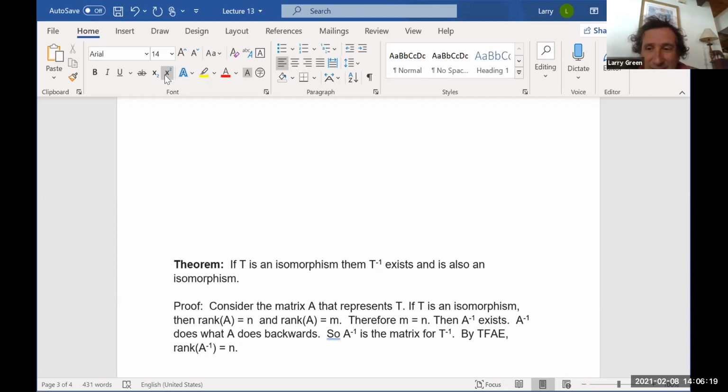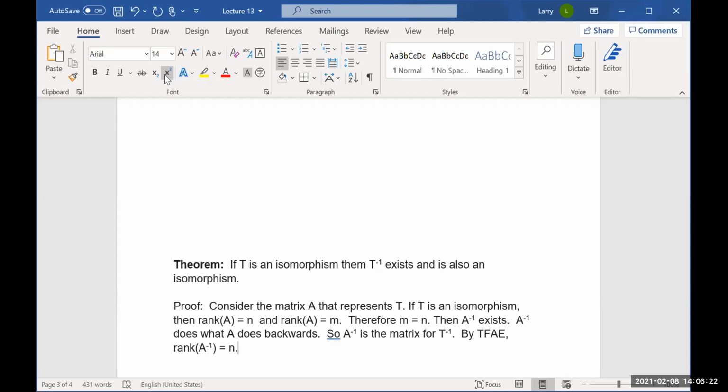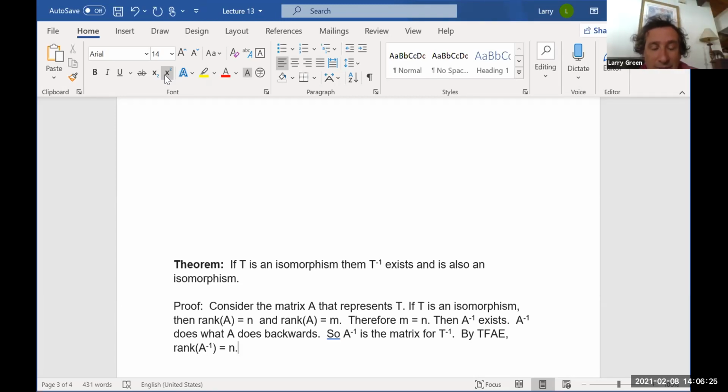Is that clear? Yeah. And by TFAE, the rank of A inverse must be n then, because it's invertible. But now the rank of A inverse is n, which is also m. Maybe I'll even write that down. So now we know that T is invertible. T is an isomorphism, because you need to show that the ranks work. T inverse is an isomorphism. Any questions on that?